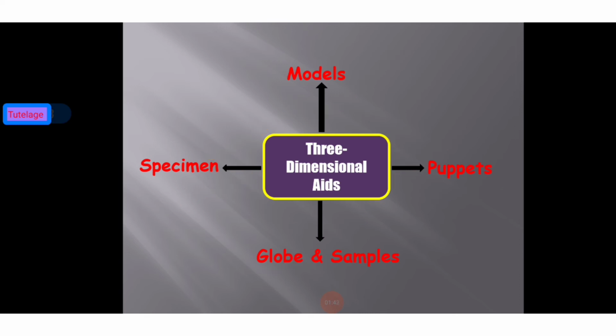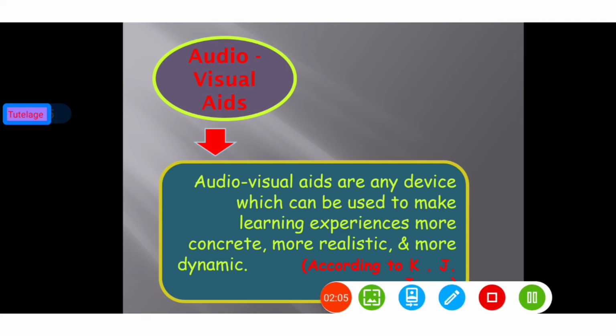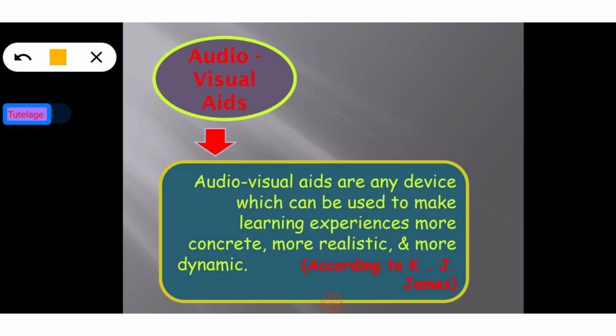So now move on to the next teaching aid, that is the audio visual aids. Okay, so from the name we already know, audio visual aids are basically a combination of audio and video aids. According to KJ Gems, audio-visual aids are any device which can be used to make learning experiences more concrete, more realistic, and more dynamic. Okay, so now going to the examples.